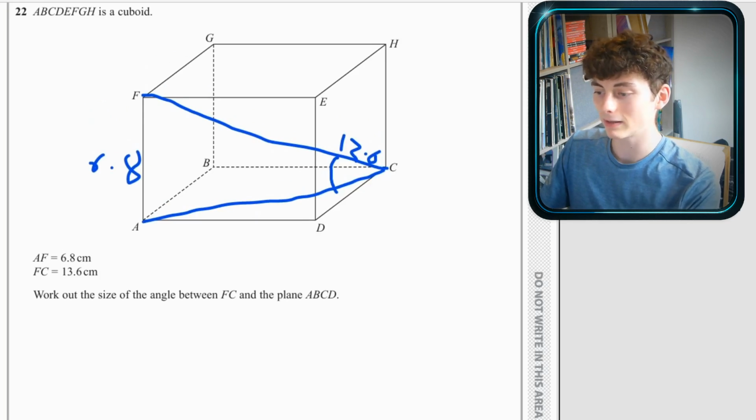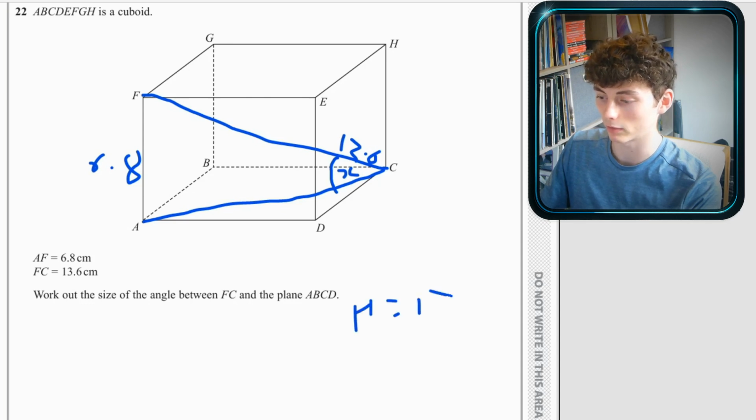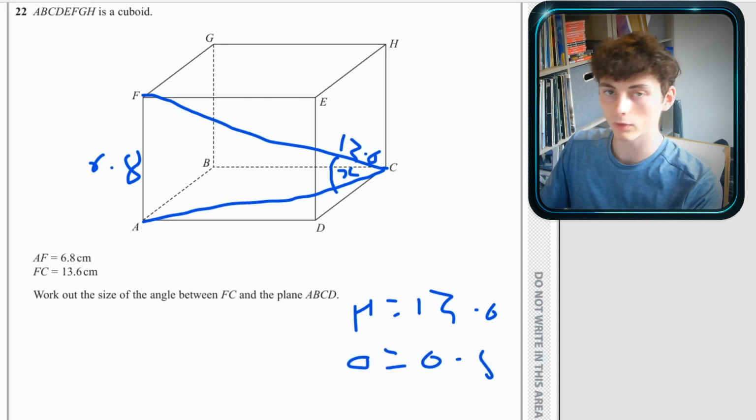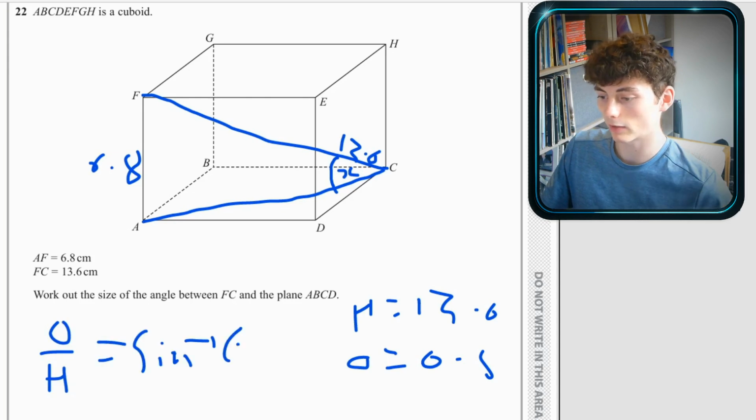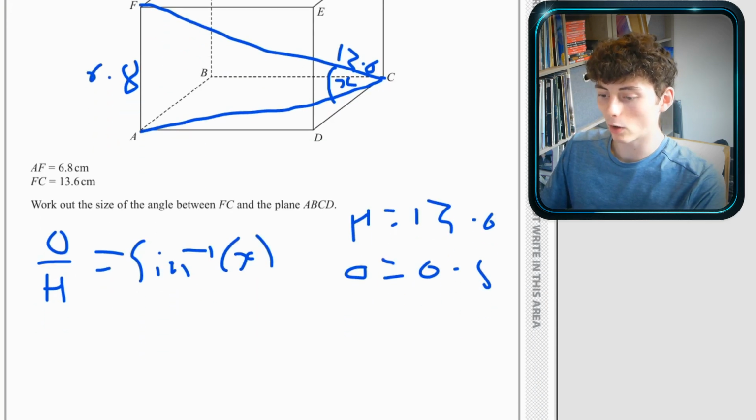So we have this angle here. Let's call that angle x. We have this hypotenuse, which is 13.6, and we have the opposite side, which equals 6.8. If you know your sine, cosine and tan rules, you'll know that the opposite over the hypotenuse equals sine to the -1 of x. So the opposite over the hypotenuse, that is 6.8 over 13.6, which is actually just 1 over 2.